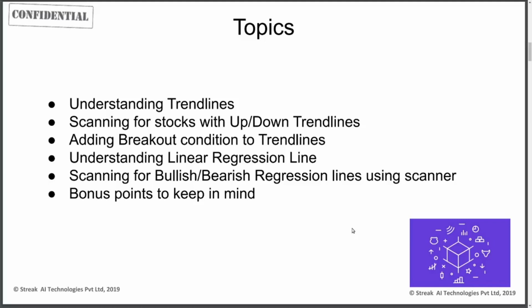First is understanding trend lines. Second is scanning for stocks with up and down trend lines. How do you scan stocks where an upward trend line is being formed or a downward trend line is being formed? Adding breakout conditions to trend lines, understanding regression lines, scanning for bullish and bearish regression lines using the scanner, and then at the end some bonus points to keep in mind when trading with trend lines.